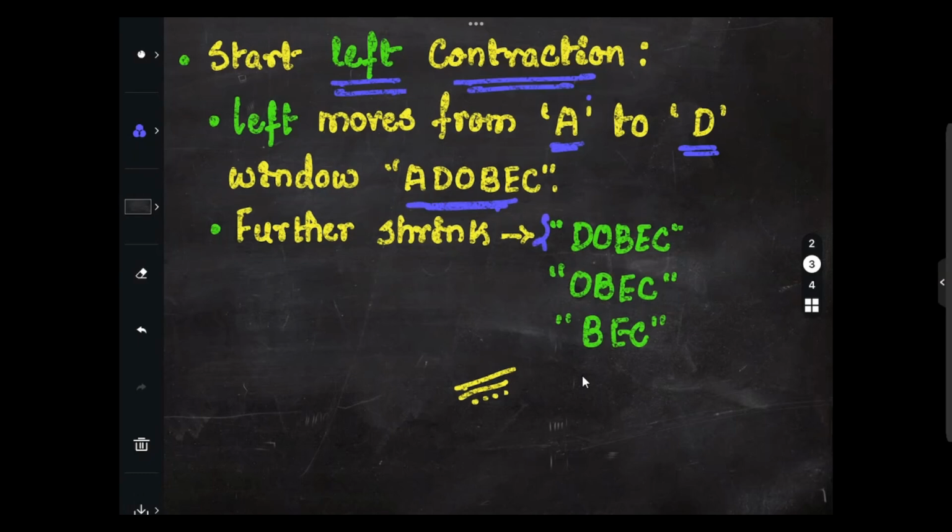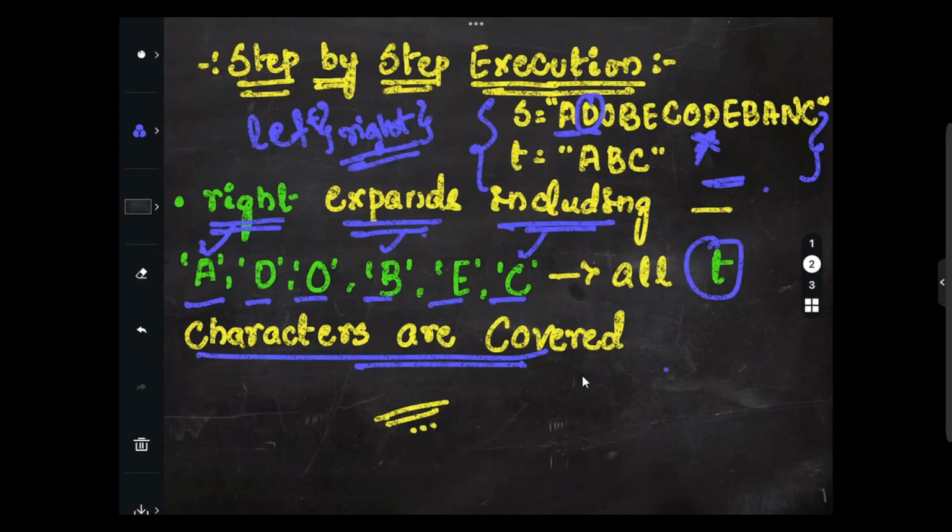So further when we shrink, we get DOBEC, OBEC and BEC. Further on shrinking, we got DOBEC. Next when we shrink, we will ignore D. So the left pointer will be this one. OBEC we consider. Next when we shrink, this will be BEC, right?